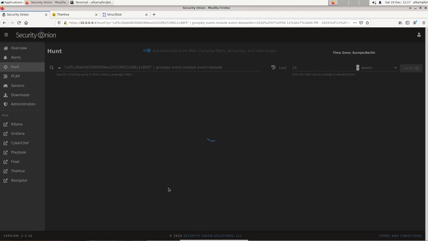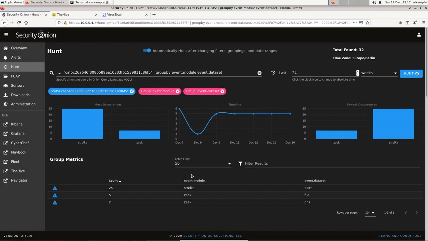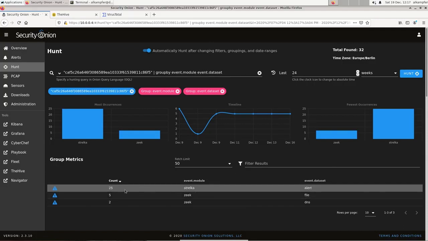So now the system is going to analyze all the logs that I have on my machine. So it can be slow if you have days and gigabytes of logging. And as you can see, it has a custom syntax where you are looking for this hash grouped by event module. So I want to understand which is the module that generated the event, and the event dataset. So yeah, I got 25 events from Strelka, and that's the event I was looking at before.